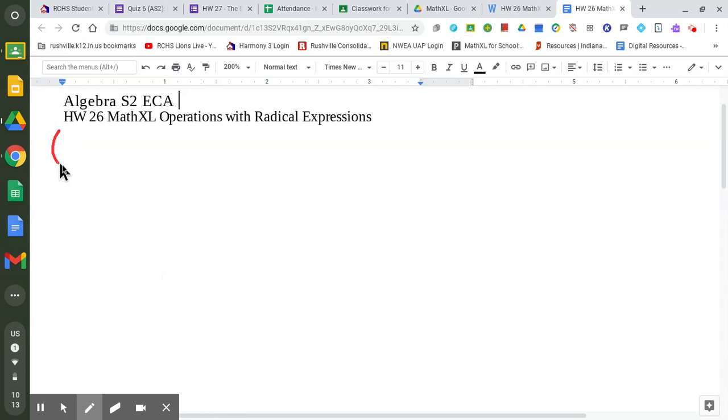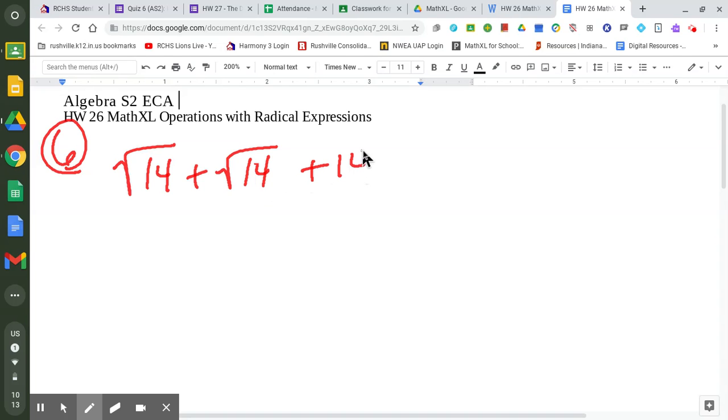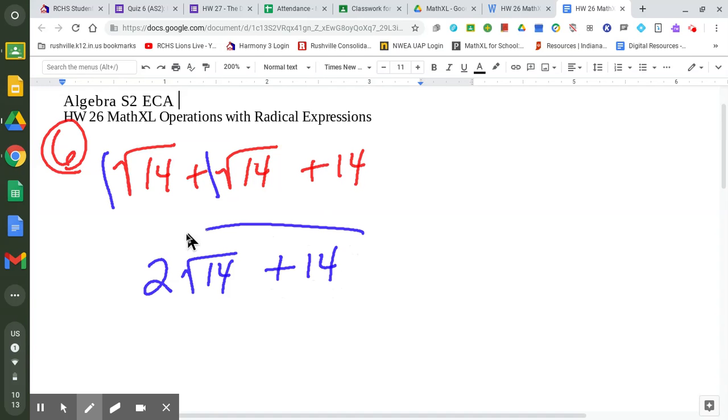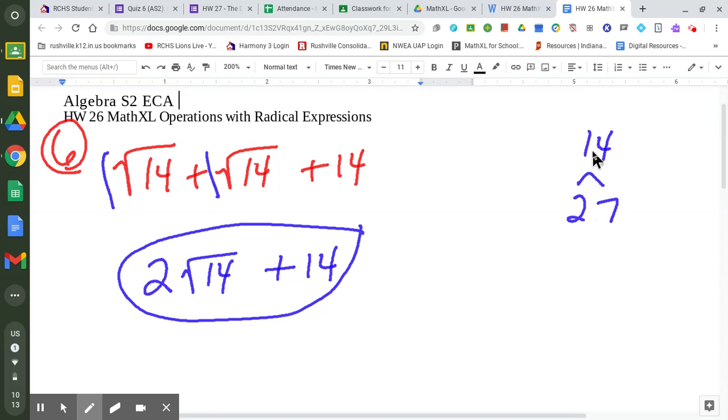Number 6, I have 2 radicals and then 1 plain number. Well, the radicals I can add together, and there are no numbers in front, but there is an invisible 1. So it's 2 square root of 14 plus 14. And if I were to try to take the factor tree of 14, there are no pairs. So my circled answer is my final answer.